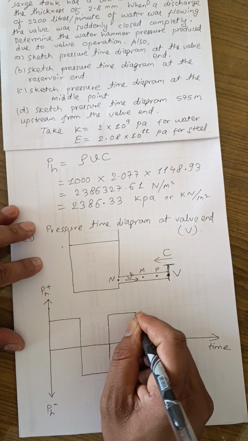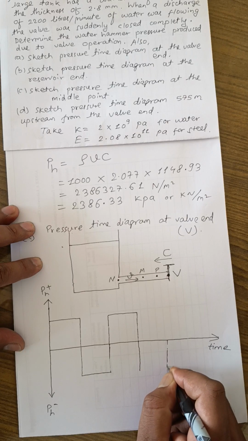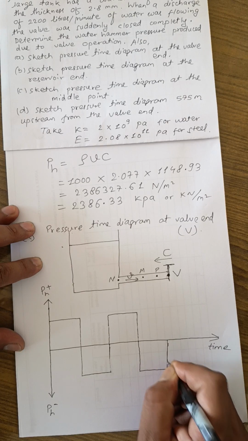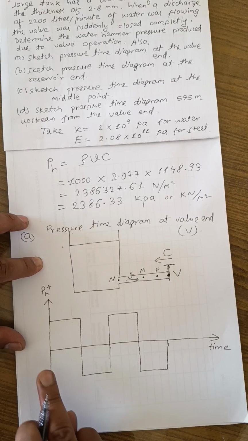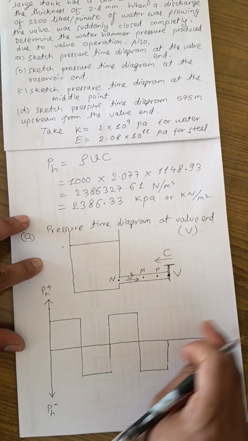Equal block. Draw the equal block here. So we are only concerned with the maximum pressure generated initially. Later on it will go damping, so that's why we don't have to consider that damping case.